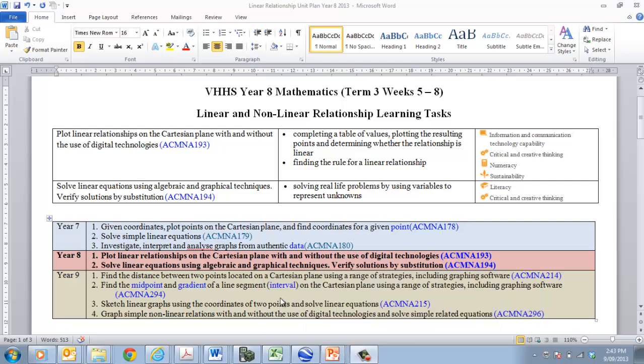Just want to run through the program for linear and non-linear relationships. If you look at the program outline when I send it to you, this is what you'll have here. This is from the Australian curriculum. So the key things there: we're looking to complete tables of values, plot graphs, determine your relationships, then find the rule for linear relationships. And then the second part is actually solving linear type problems with unknown variables. Alright, so you can see that on your program.